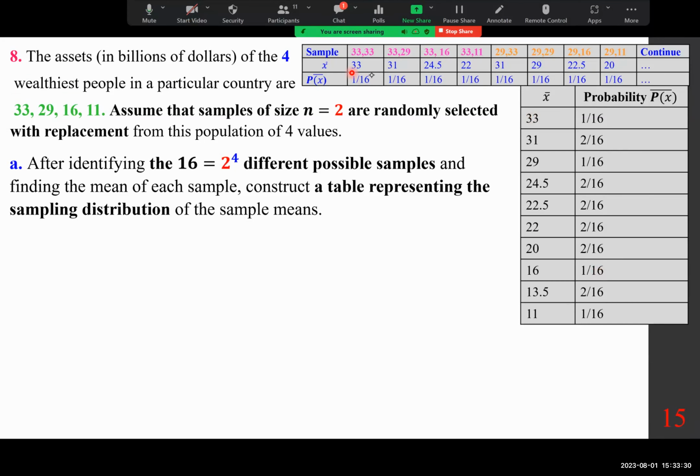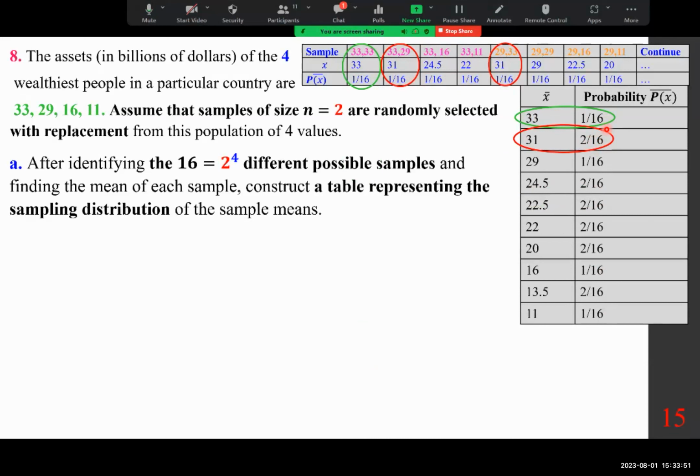If you look at 33, there is only one way. So it's 1 out of 16. But if you look at 31, there are 2 ways. When we get 33 and 29, or when we get 29 and 30, they both give us the same answer, 31. So this is 1 out of 16, and this is 1 out of 16. So the answer is 2/16.